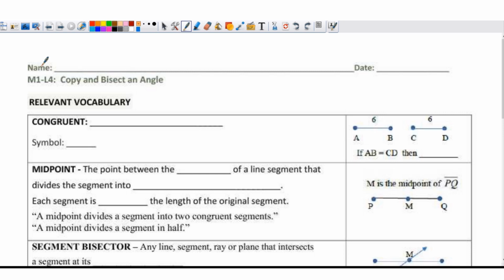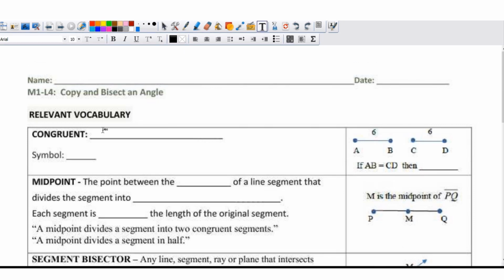Okay, welcome to the second night of our flipped classrooms. Today we are going to do copying and bisecting an angle. Some of the relevant vocab we need for tonight.